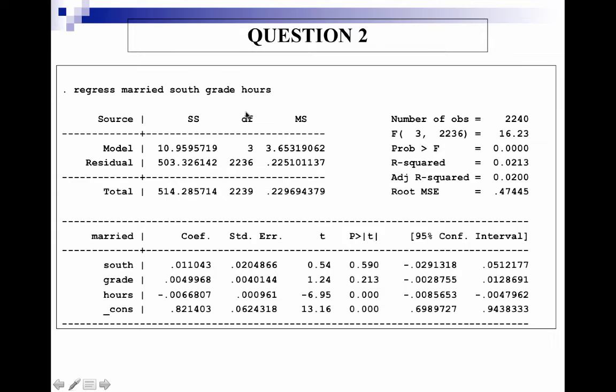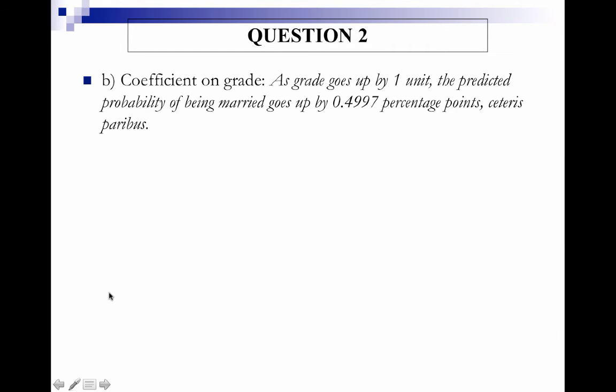Okay. For the second coefficient, the coefficient on grade, that's a value of 0.00049968. So we multiply that by 100, and the predicted probability of being married goes up by 0.4997, or 0.5 percentage points, as grade goes up by 1 year or 1 unit, holding constant South and hours, or holding all else constant.